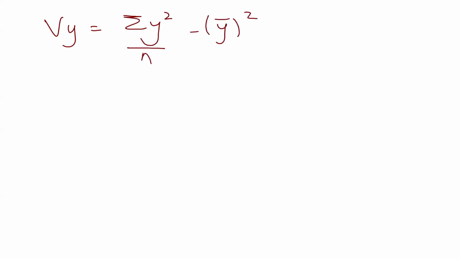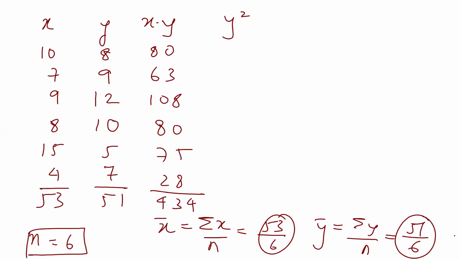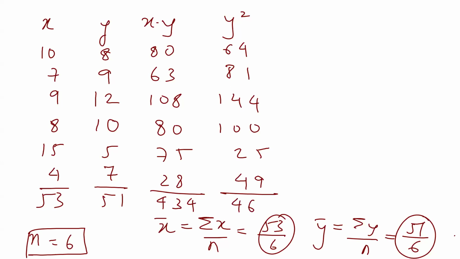So we require y square. So we'll prepare that particular column over here. Y square: 64, 81, 144, 100, 25, 49. So we are going to add these values. 64 plus 81 plus 144 plus 100 plus 25 plus 49, that is 463.